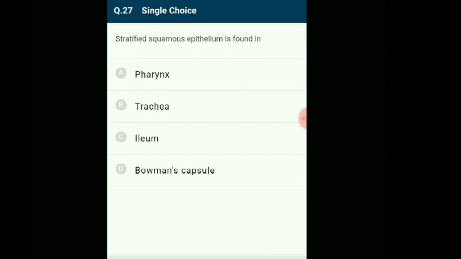Question number 27. Stratified squamous epithelium is found in? Most of the stratified epithelium in the adult body is of the stratified squamous type. Stratified squamous epithelium is of two types, keratinizing and non-keratinizing. Skin epidermis is of the keratinizing type, whereas the cornea of the eyes, inner surface of eyelids, lining of the buccal cavity, lower part of the pharynx, esophagus, vagina and vestibule of the cavity are non-keratinizing type. So the answer is option A.